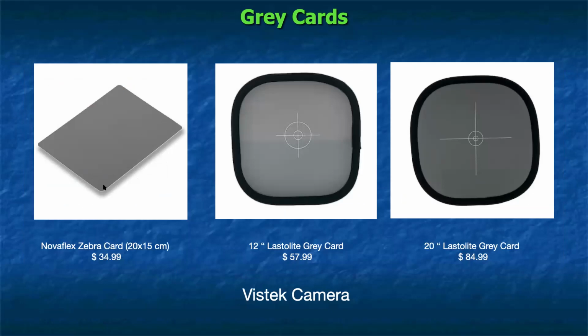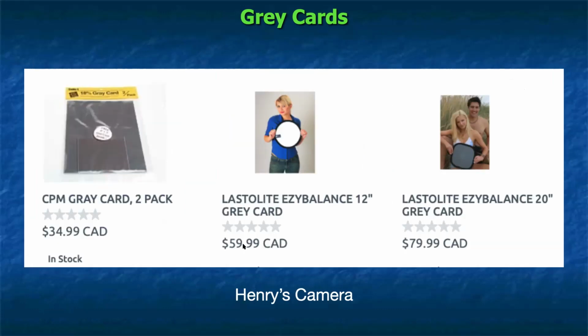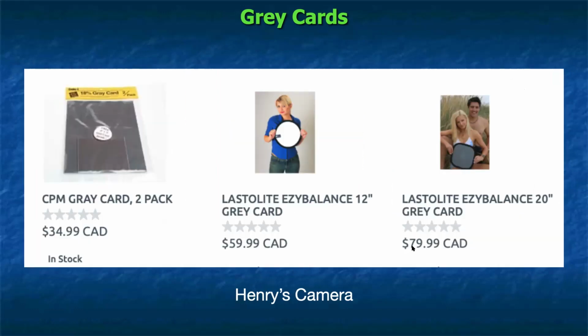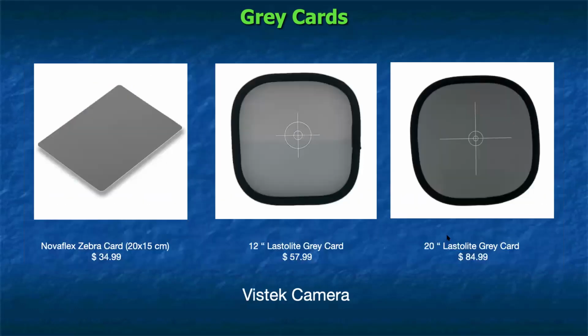It's the one that I have, and it's $35. The Lastolite, just like Henry's, it's $57.99. Henry's was $59.99. It's close enough. And this one here is $84.99. Henry's was $79. So Henry's a little bit cheaper on that one.